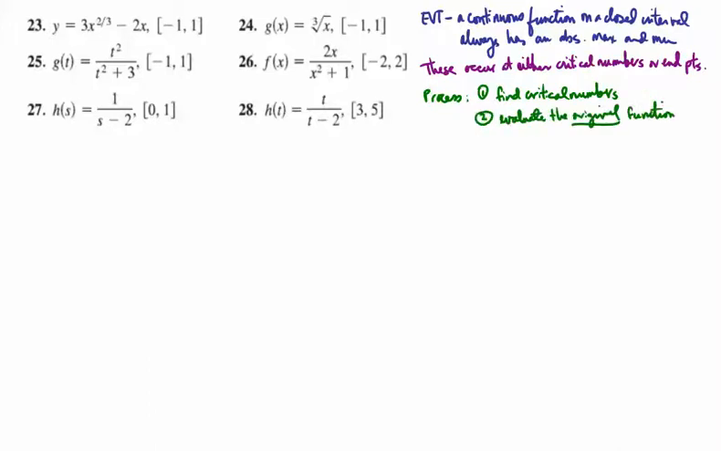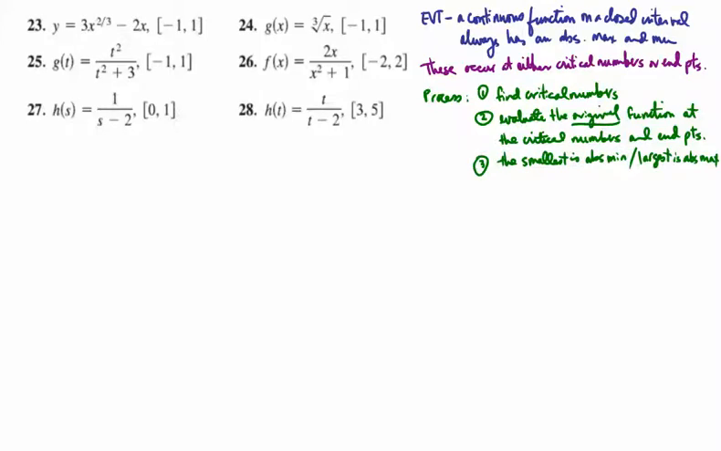Second, we're going to evaluate the original function at the critical numbers and the endpoints. Finally, the smallest of those values is the absolute min, and the largest is the absolute max. So there you go, in a nutshell, what it is that we're working with here. So let's go on to problem number 23.